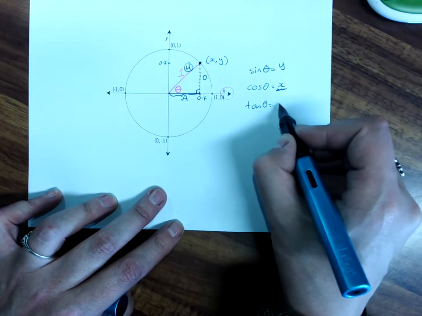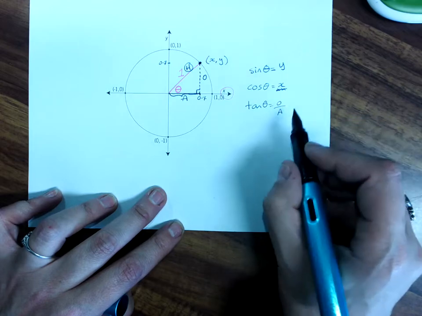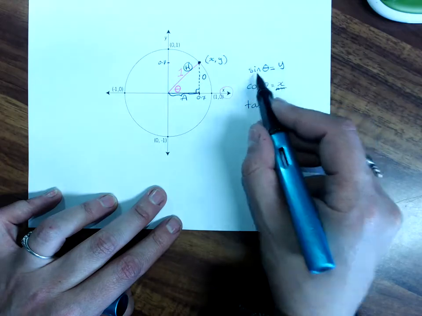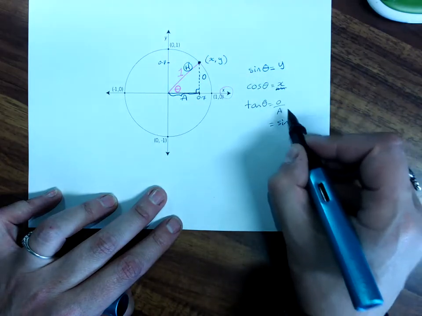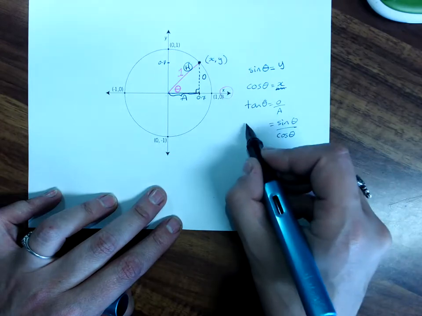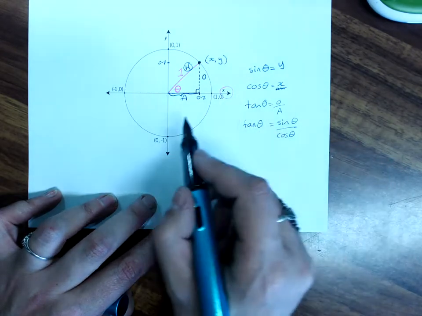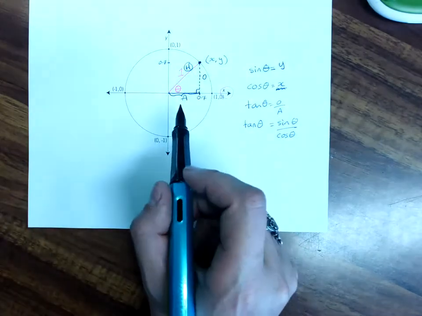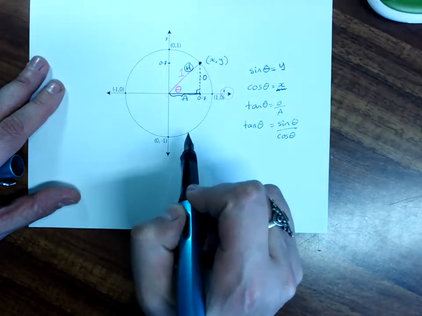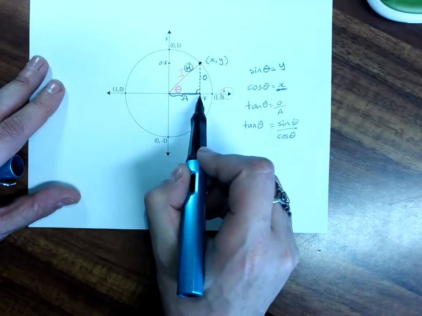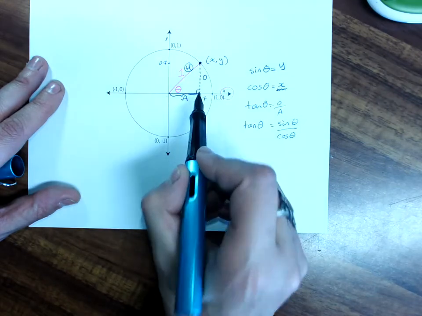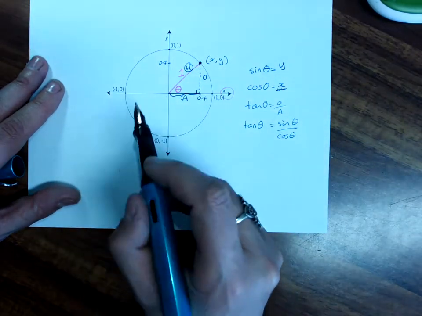And tan theta is opposite over adjacent. Now I know the opposite is y, and that's sine theta, and I know the adjacent is x, which is cos theta. So all the unit circle does is it lets us understand the trig ratios in this particular situation in terms of x and y values on the number plane.